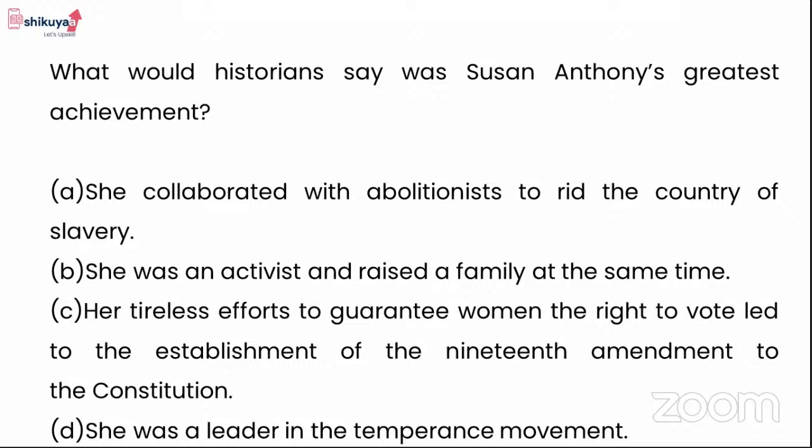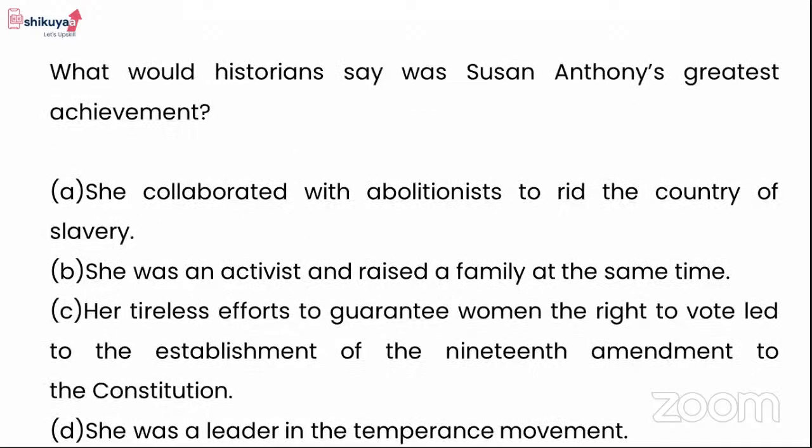Abolitionist. Okay. She was an activist and raised a family at the same time. Was that her achievement? Her tireless effort to guarantee women the right to vote led to the establishment of the 19th Amendment to the Constitution. Okay, this is there at the end of the passage. We have read that. She was a leader in the temperance movement. What would historians say was Susan Anthony's greatest achievement?